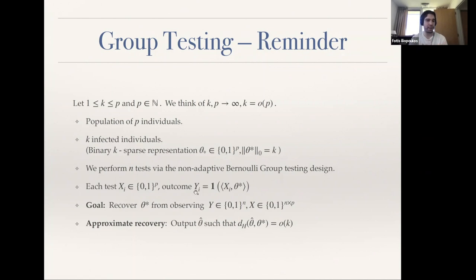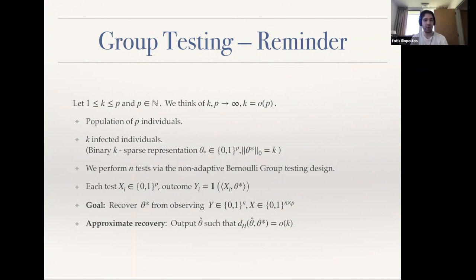That is, the test is positive. And if there is no overlap, the outcome will be zero. Okay, so the goal will be to recover theta star by observing the vector that corresponds to the test results and the test design matrix, that is n times p. It has n rows, one for each test, and p columns, because each test will need to indicate who were the individuals that participated in the test.